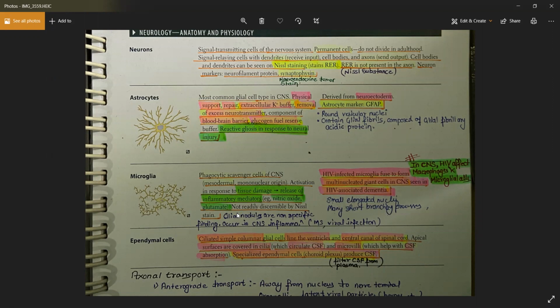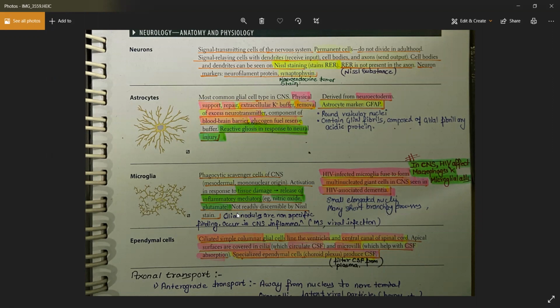So that would be everything about the microglial cells. They basically help in scavenging, and they help in inflammation. In 3 to 7 days, you will find the microglial cells. In HIV, you can get multinucleated giant cells, and they are the structures which form the glial nodules.